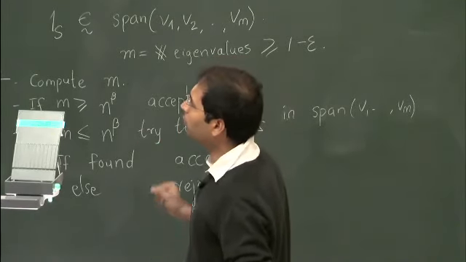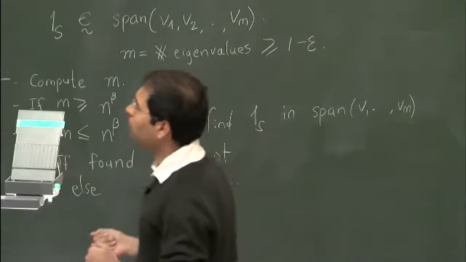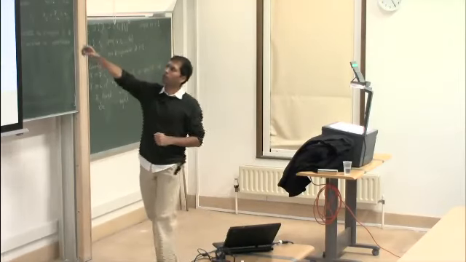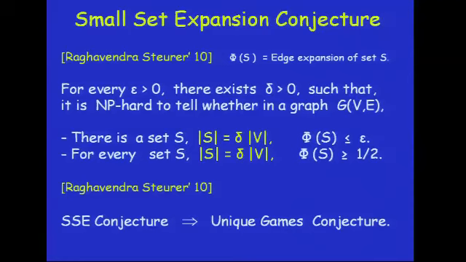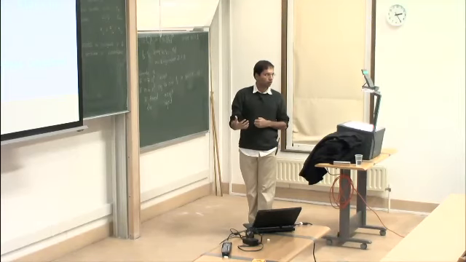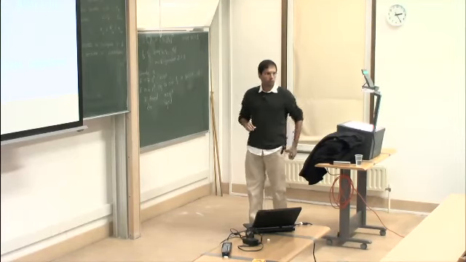Therefore, if this problem is hard, there must be an instance which is of the second type, meaning every set expands by at least half, and on this instance the algorithm erroneously answers accept, right?